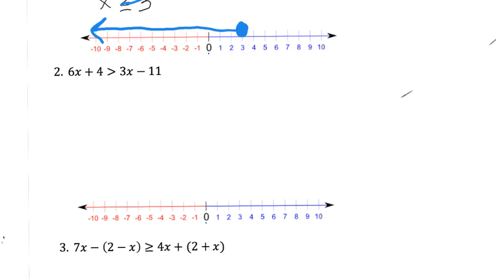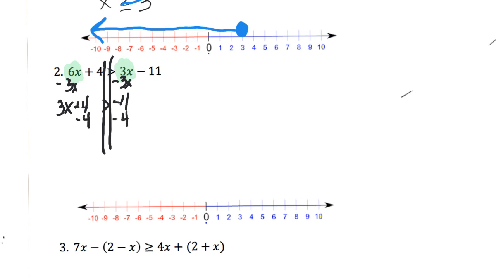This one's a little trickier because we have variables on both sides. So the first thing we need to do is get all of our x's on one side. So I'm going to subtract 3x on both sides. And I get 3x plus 4 is greater than negative 11. Now I'm going to subtract 4. And I get 3x is greater than negative 15. Divide by 3, divide by 3. X is greater than negative 5.